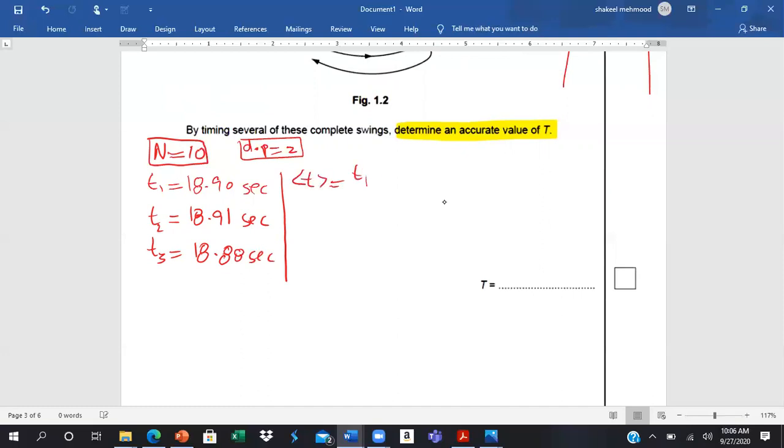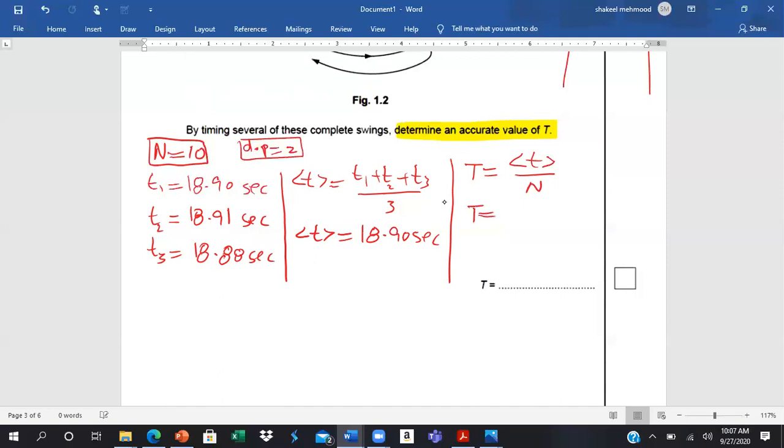So how can I take the average? I can add all these and divide it by 3. After adding, my answer is 18.90. Okay, after doing this, I have to find the time period, which can be determined by dividing the average time by the number of oscillations. As the number of oscillations is 10, when I divide it, my answer comes out to be 1.890. Okay, let me tell you a special thing over here in this case.